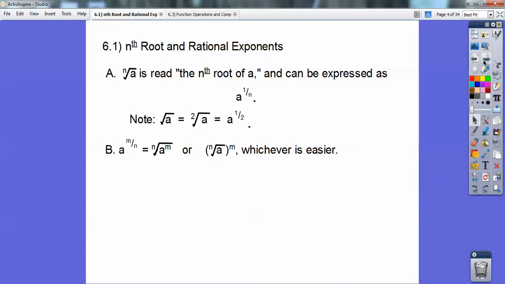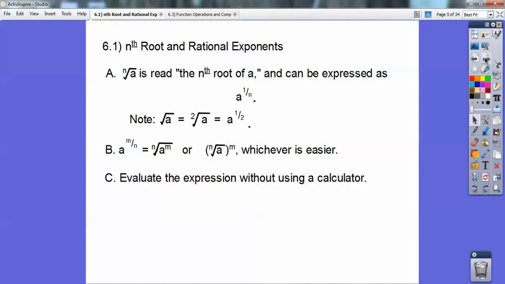Okay, so when you have rational exponents, which are fraction exponents like this one right here, a to the m over n power, the bottom number is always your index number. And this m can be placed inside the radical or it can be placed outside the radical to the nth power. Normally I use this one the most right here. Every now and then I'll use this one, but most of the time I use this one right here. Okay, but whichever is easiest.